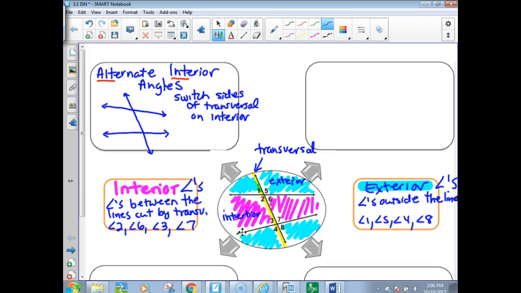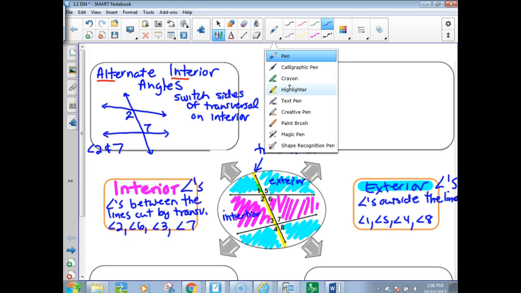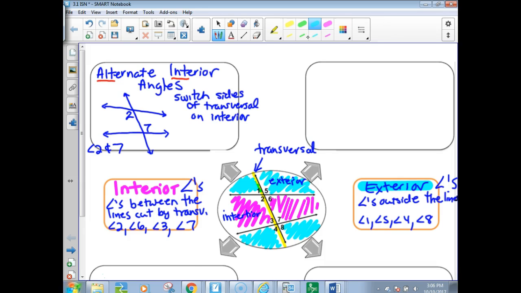So if that's the definition, then what would be the alternate interior angle to angle 2 in the diagram? You're going to jump over the transversal and go down to 7. There's your example. So angle 2 and angle 7 are alternate interior. And so are, in the diagram, I'll show you, the other two, 6 and 3. So I'm going to make a color for those. I'm just going to put dots on there. So they're in the interior and they switch sides.